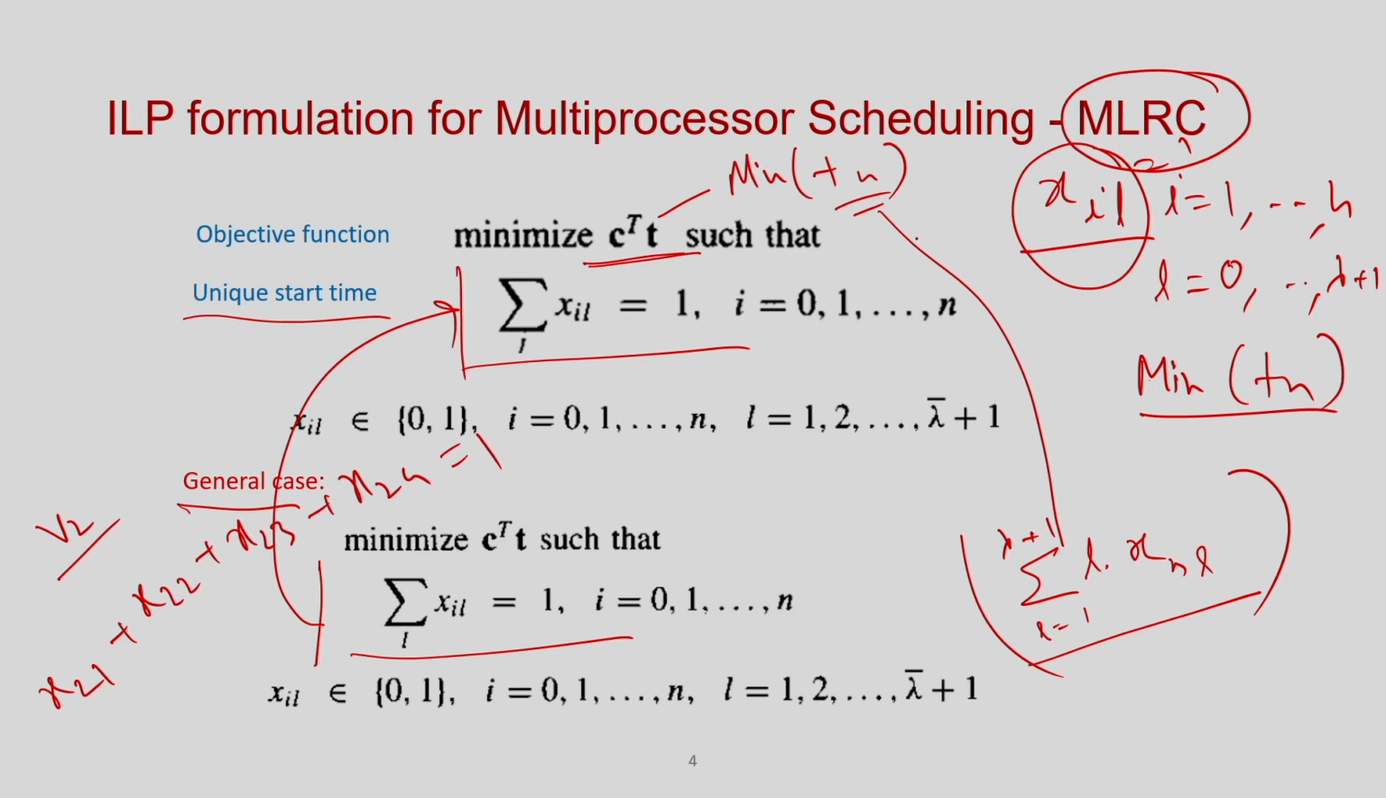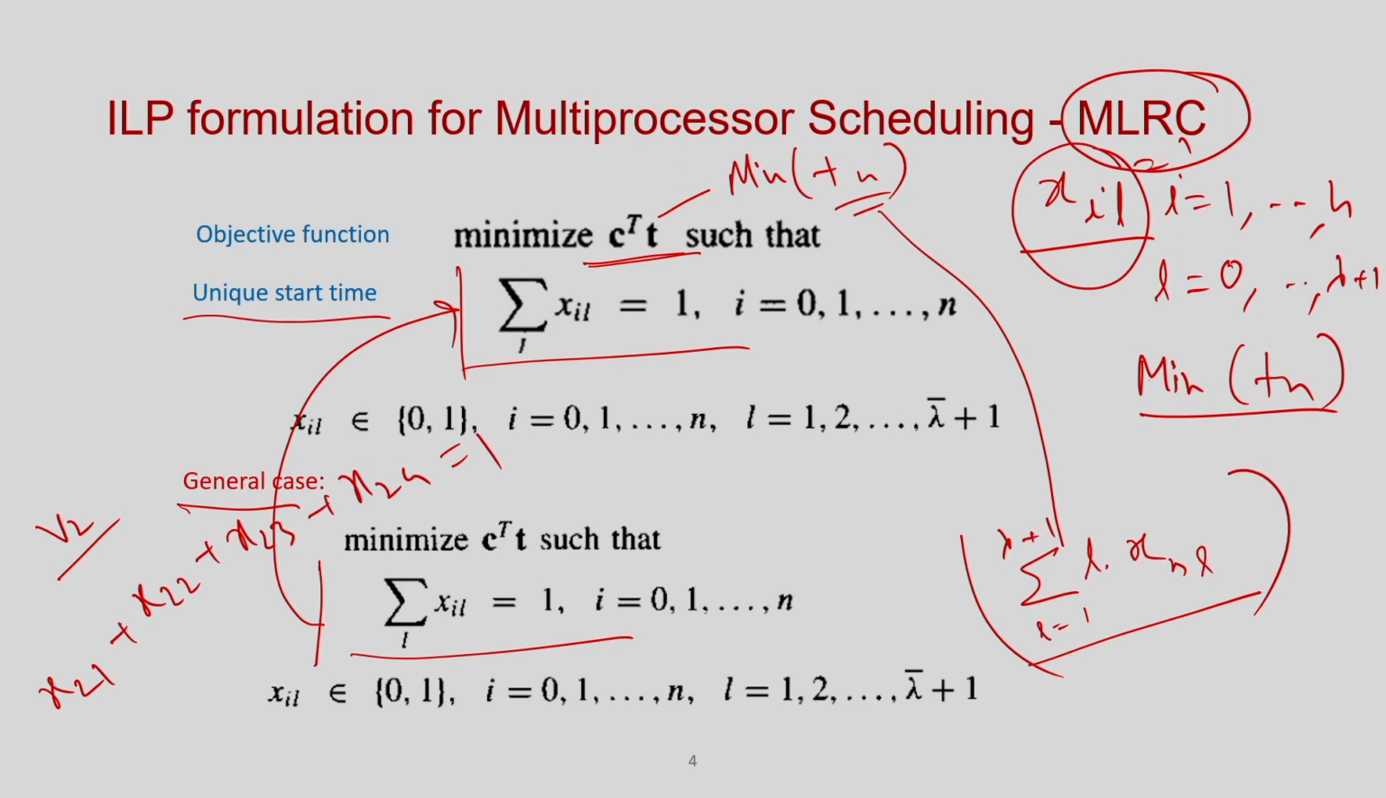So, all the operations that are scheduled in a timestamp L must be less than or equal to the total resource bound, because I have only one type of operation, right. So, this is how this will move. This objective function will remain the same because it is a minimization of the latency.